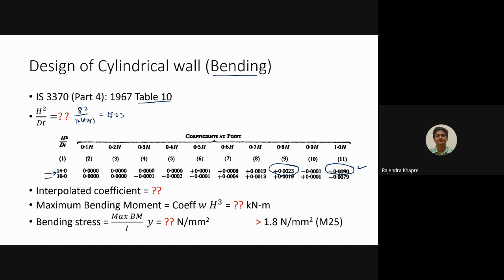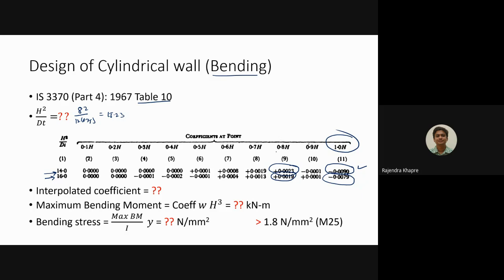And if you see the row of 16, there also you will find this is the maximum positive and this is the maximum negative. Okay, so we have to design the wall for the maximum bending moment irrespective of whether it is positive or negative. So we will be focusing on the magnitude, not on the sign. You will find the maximum bending moment is there at base, that is 1h.